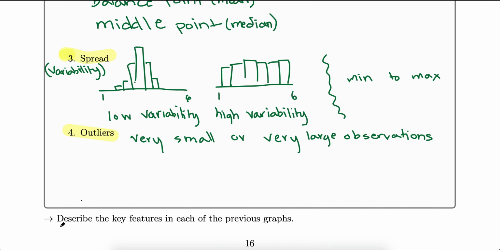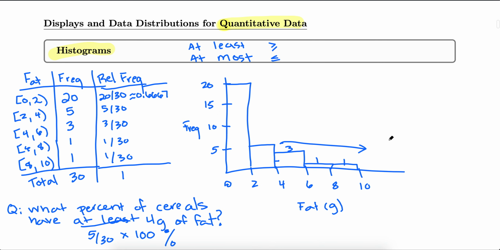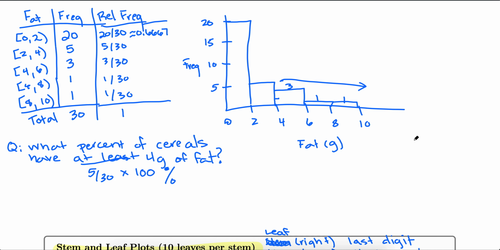So let's finish this section off by describing the key features for all the graphs that we made before. So let's start off with the histograms. Let's do shape first. Sorry, let's do these in order. So our key feature of shape first.